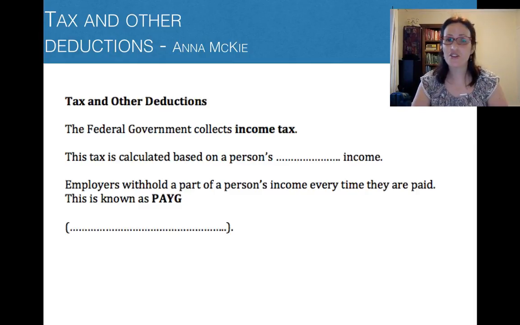For my students, you have a sheet to fill in with some missing blanks, so make sure you have that handy and a calculator. So reading through some information here.